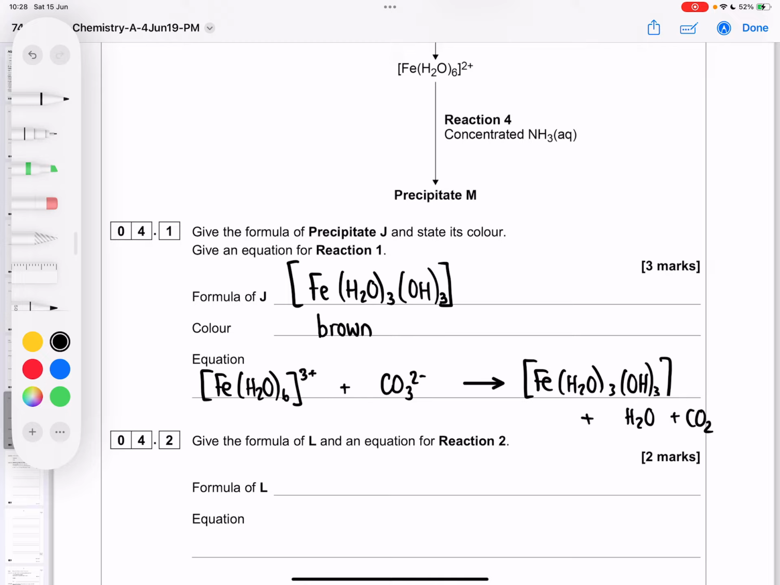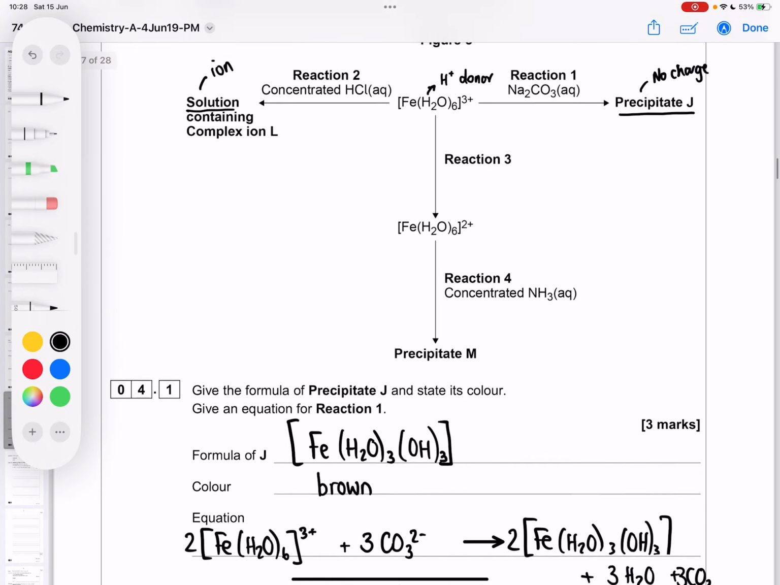Now, because this iron 3 complex is 3 plus and carbonate is 2 minus, and there's no charge in any of the products, we know that these charges are going to need to balance. So we're going to need 3 carbonates for every 2 Fe3 pluses. So that will give us 6 pluses and 6 minuses. So when we come over to the other side, that kind of helps us with our balancing on the other side too.